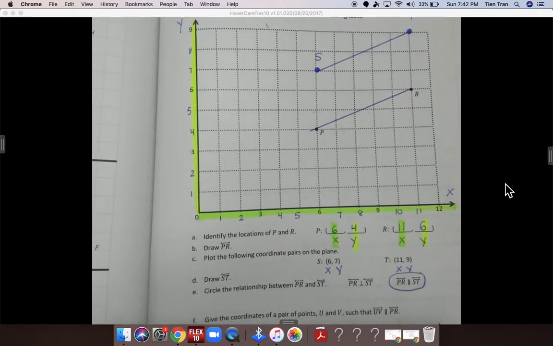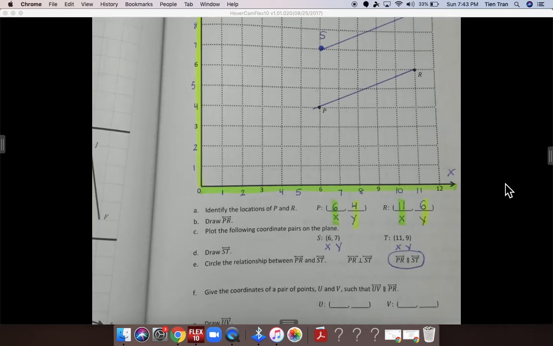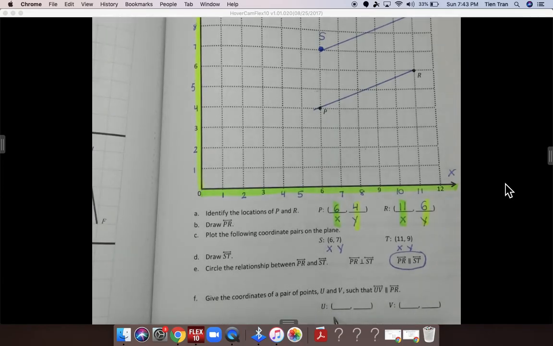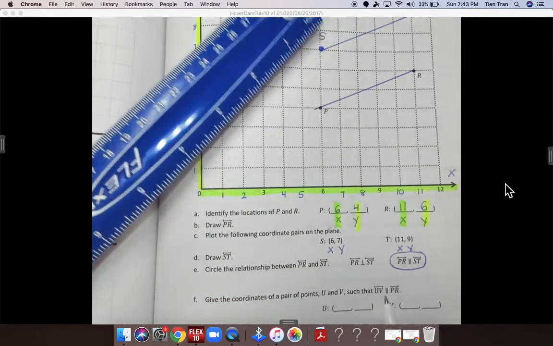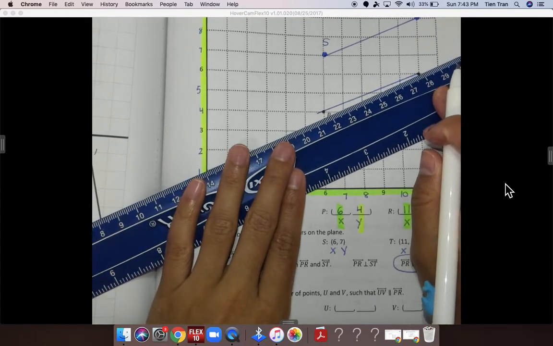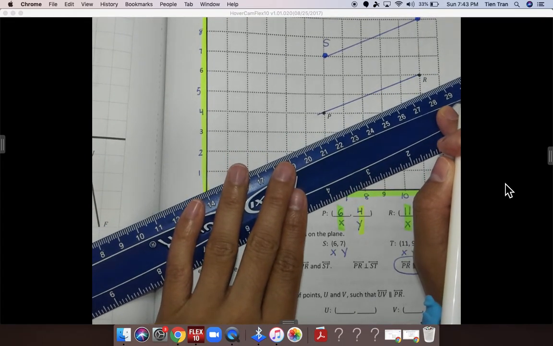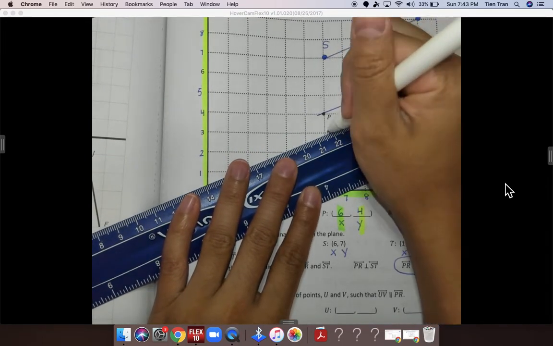Okay, for problem F, it says here, give the coordinates of a pair of points, U, V, such that line UV is parallel to PR. So we need to create another pair of coordinate points that is parallel to PR. So this is PR right here, and I can move down just 1 and create a point. So that's what I'm going to do.